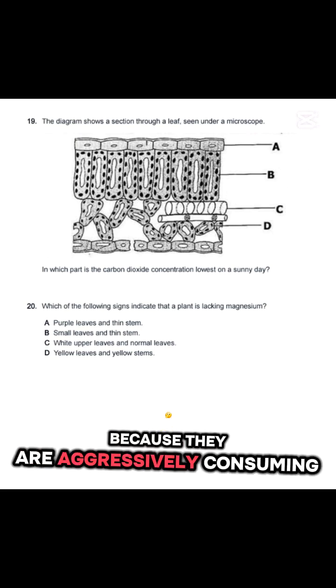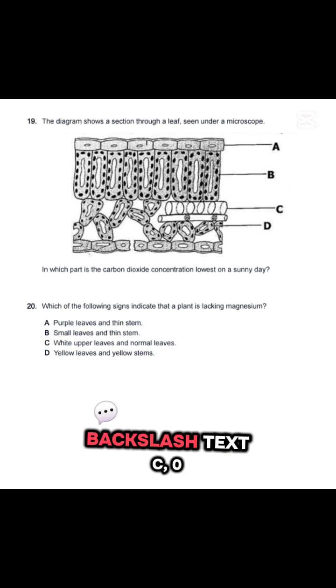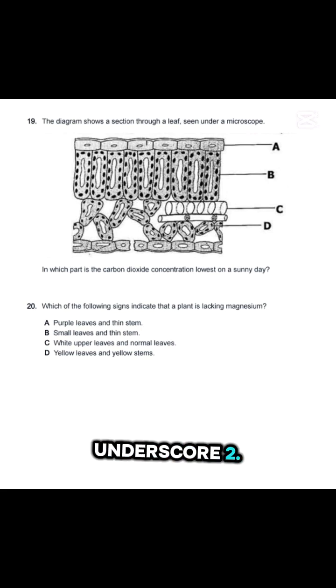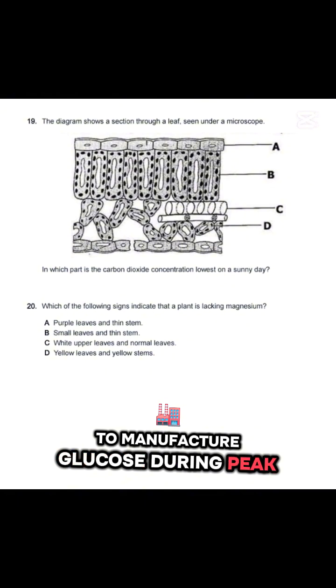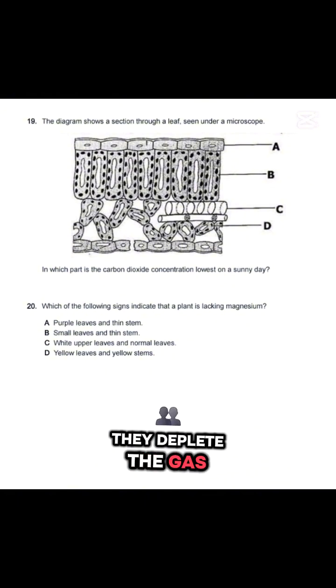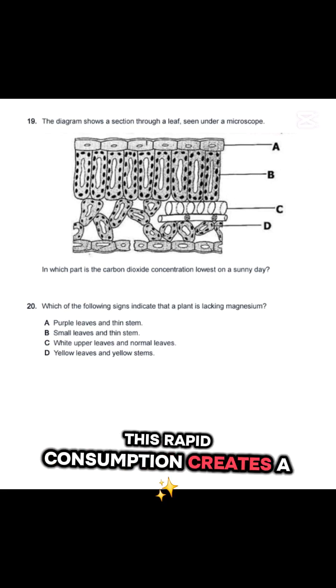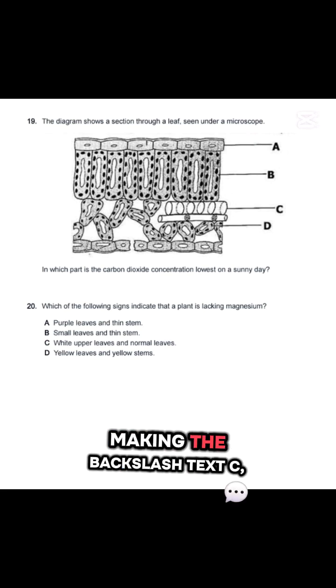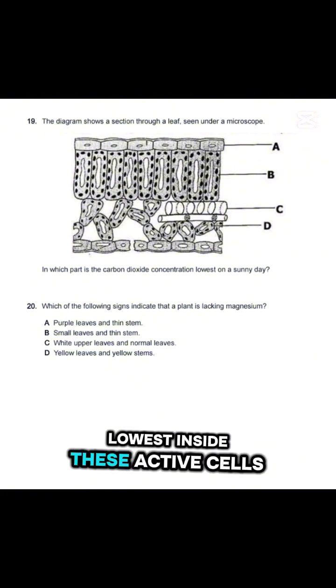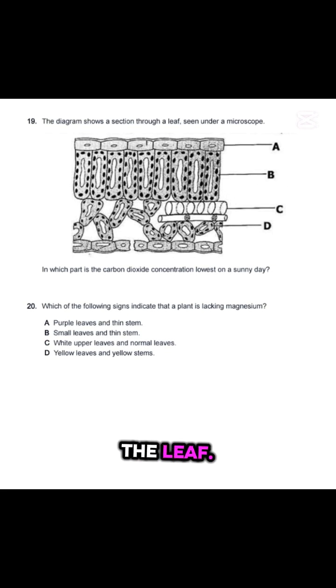Because they are aggressively consuming carbon dioxide, CO_2, to manufacture glucose during peak daylight hours, they deplete the gas internally faster than any other layer. This rapid consumption creates a concentration gradient, making the CO_2 concentration lowest inside these active cells and causing external carbon dioxide to diffuse into the leaf.